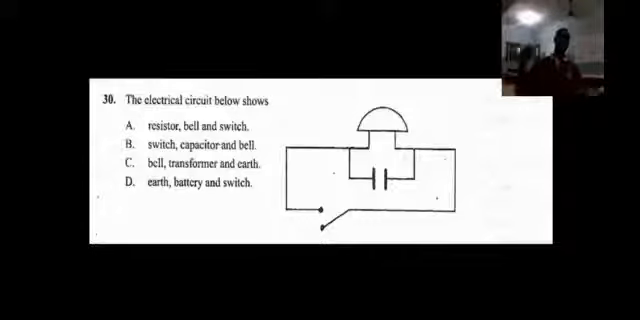The electrical circuit below shows what? This is question 30. It's made up of three things. We have the switch or socket, we have the capacitor, we now have the bell. So the answer here is B.